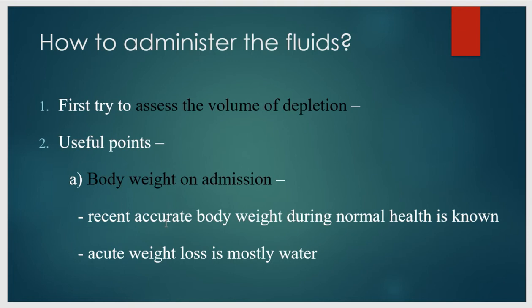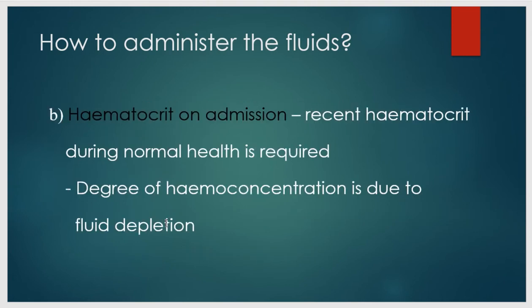Why? Because if we measure the body weight during admission, we can very easily estimate the acute weight loss, and usually the acute weight loss is water. So mostly it is due to loss of water, and that can be replaced. So for assessing the volume of depletion, body weight of the patient is required. Then hematocrit on admission is required, and recent hematocrit during normal health is required.